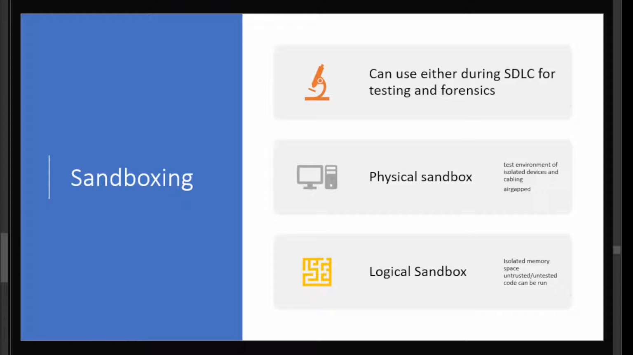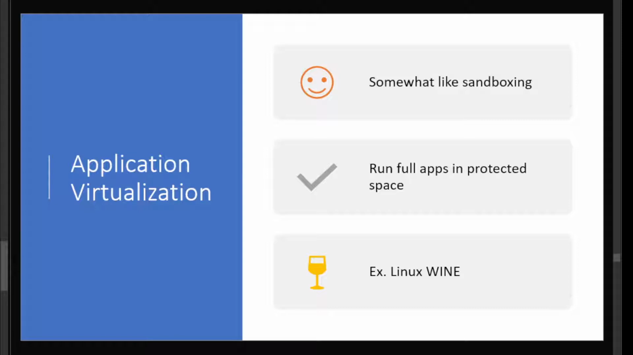A physical sandbox is a test environment of isolated devices and cabling, air-gapped, of course. And then a logical sandbox would be isolated memory space for untrusted and untested code so that it can be run in an isolated instance. Application virtualization is somewhat like sandboxing. You can run a full application in a protected space. An example of this would be Linux Wine.